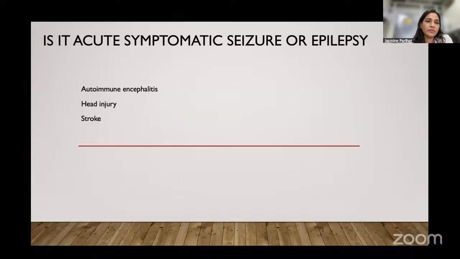Similarly, for head injury, if seizures happen within 7 days of the head injury, it is acute symptomatic. But if the head injury leaves a brain scar which is throwing seizures in a later part of the patient's life, it becomes epilepsy. Similarly, for stroke, if it is happening within 7 days of stroke, it is an acute symptomatic seizure. However, the damage to the brain that has happened because of stroke, leading to further seizures in life, will lead to epilepsy.